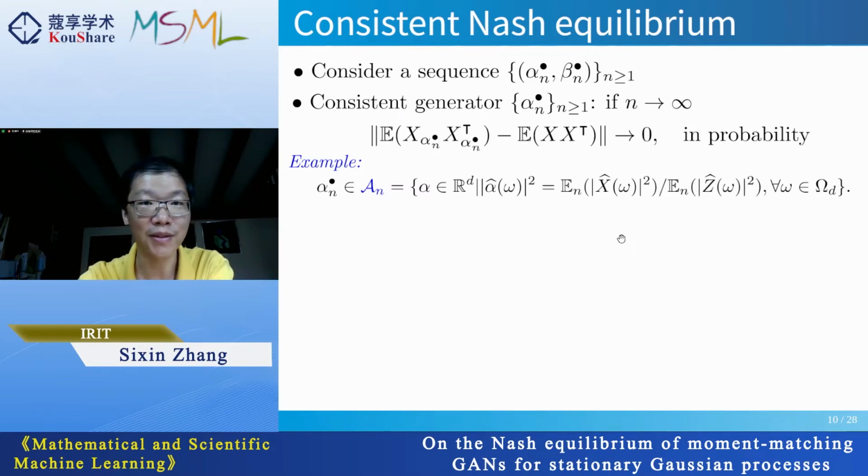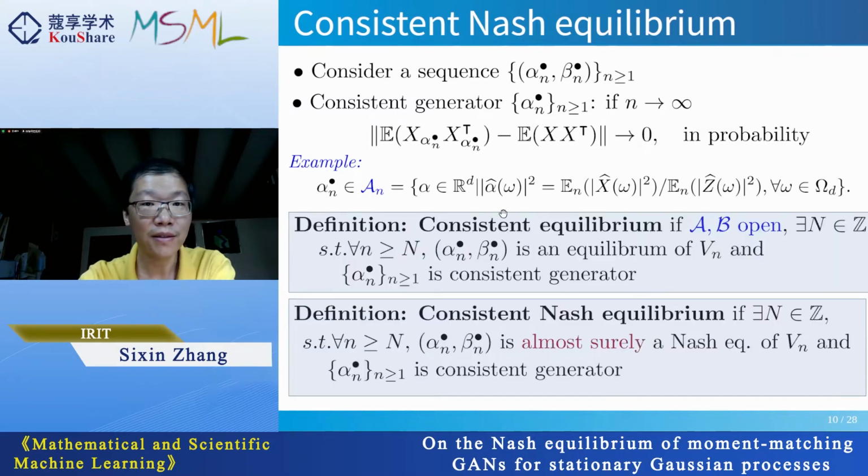So this is classical. So we can define that, and once we have this consistent equilibrium, it is an equilibrium, then alpha n is consistent. And we can extend that to consider the Nash equilibrium, saying that alpha n dot, beta n dot is almost surely a Nash equilibrium, the technicality is needed later on, and alpha n dot is a consistent generator. So this is basically combining the classical notion with this consistency.